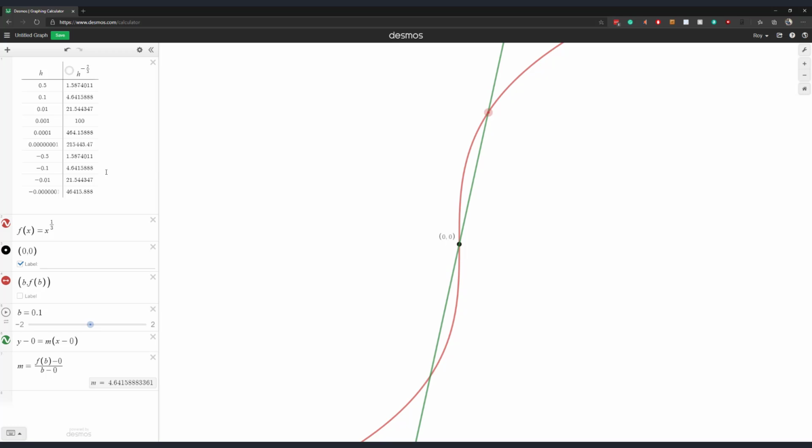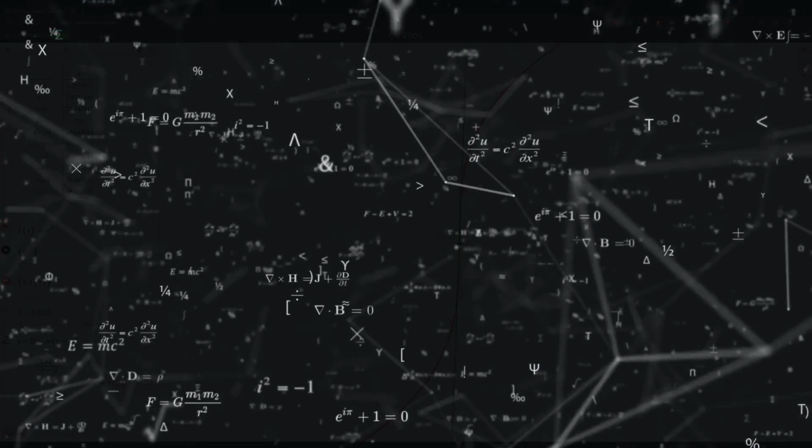So the point here is that the slope of the tangent line seems to be approaching some hugely positive number that we would normally call positive infinity. And that is going to be a major topic for us as we move forward through calculus.